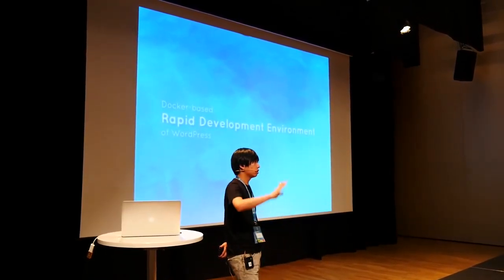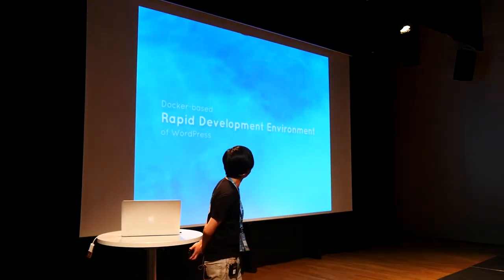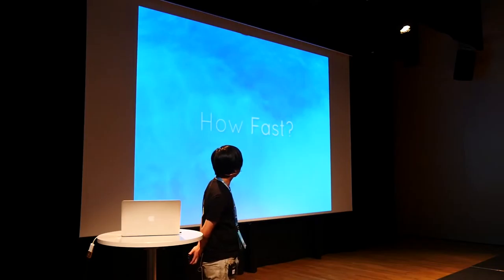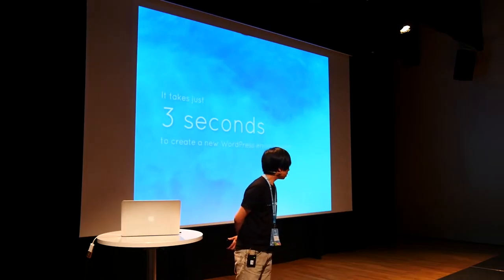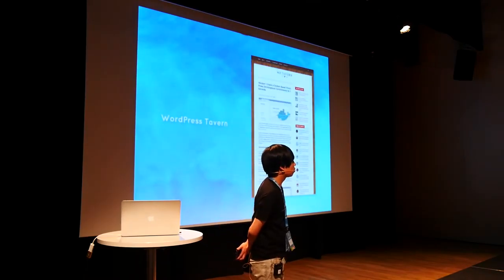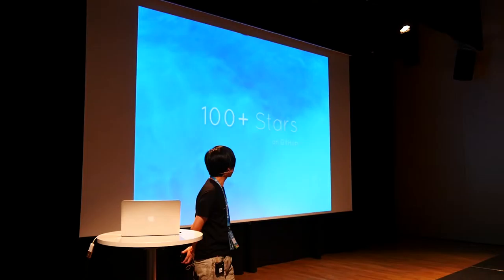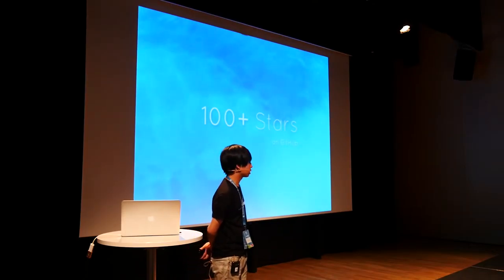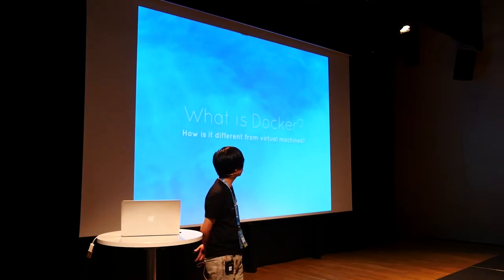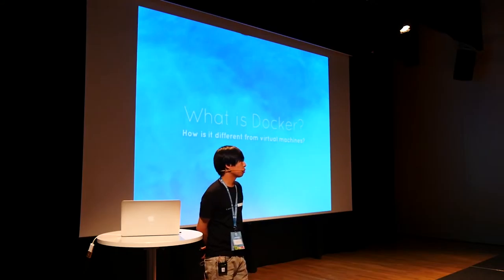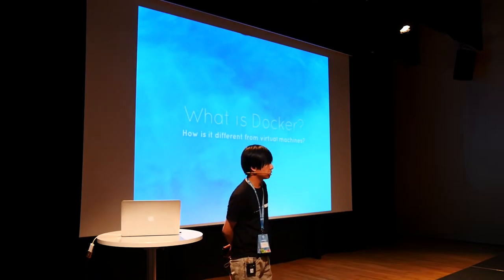How many people know Wocker? Oh, okay, very good. So how fast is it? It takes just 3 seconds to create a new WordPress environment. Wocker was introduced by WordPress Tavern, and it's gotten 100 stars on GitHub. Before getting started with Wocker, I want to talk about what Docker is and the differences between it and virtual machines.